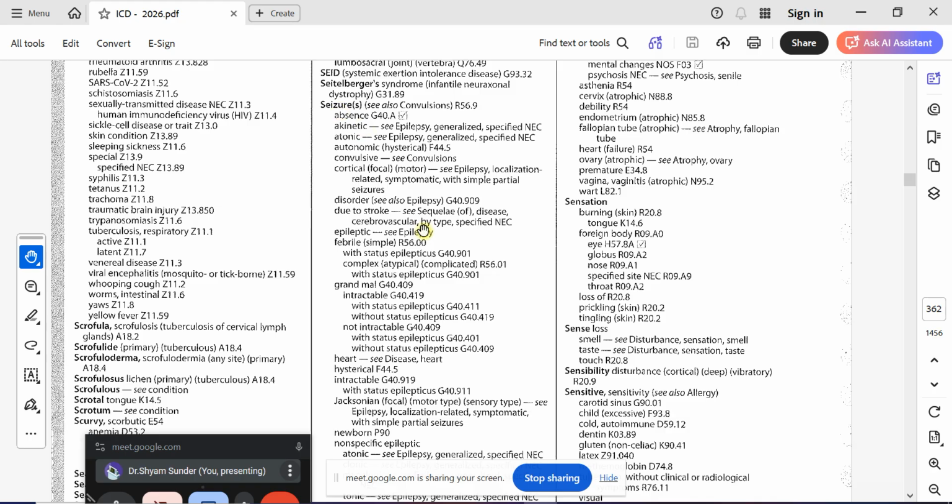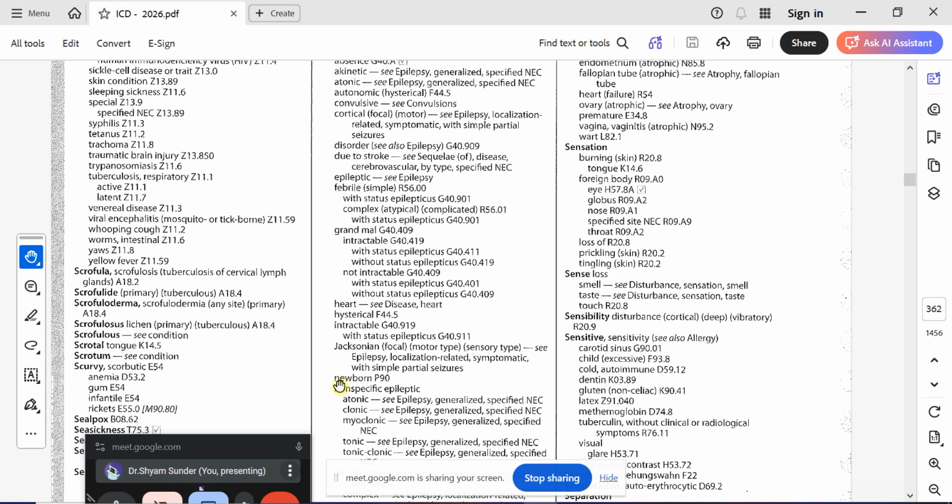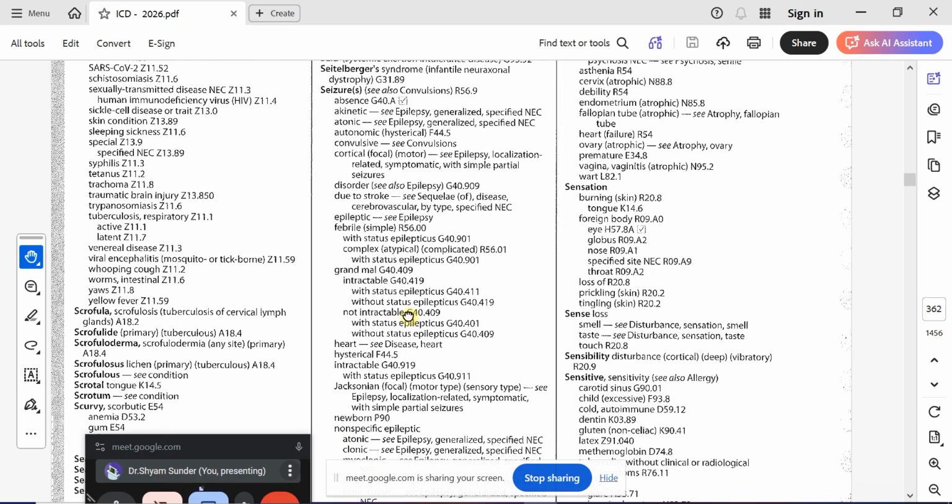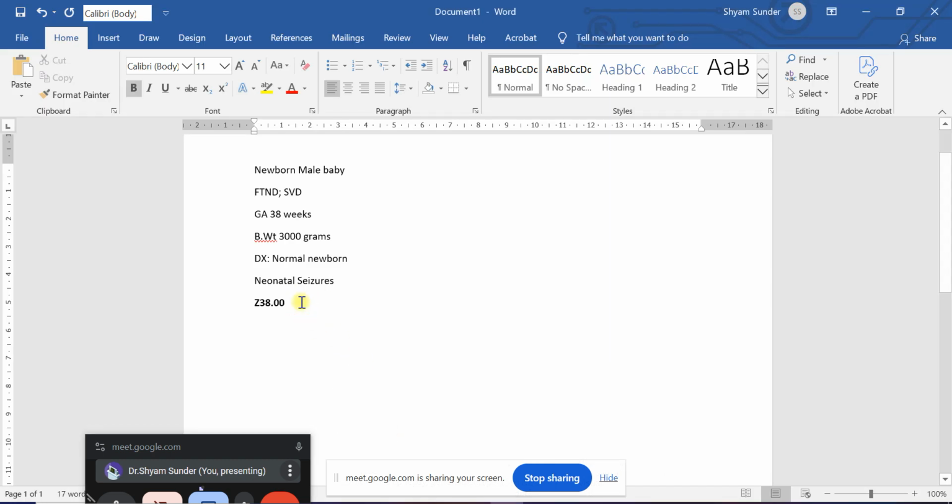P90. Yes. Under this, you have to look for newborn. So P90 is okay. You see, the code is from the P series. P90. So for every condition, we have a code. Now, your first code is Z38.00 followed by P90. If the baby has any other condition, yes, you can add. Keep on adding third, fourth code. That's how it works. So the Z category will be the first code. Yes, first code, only one time.